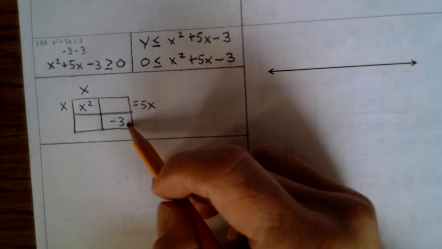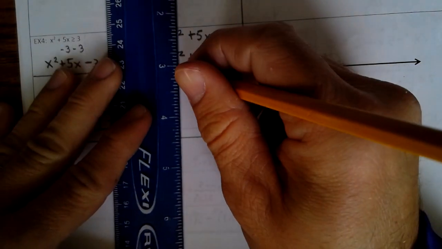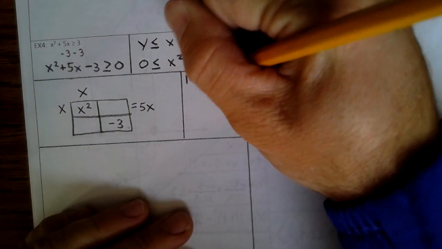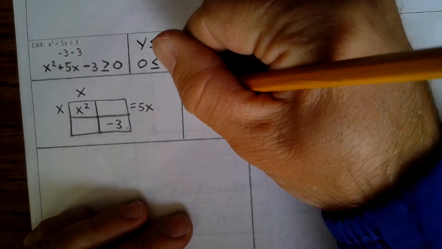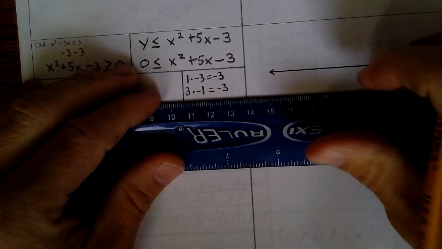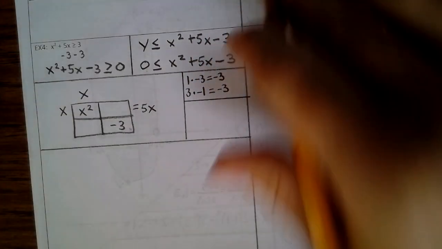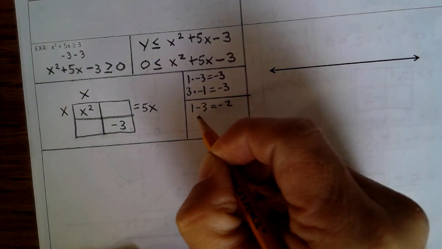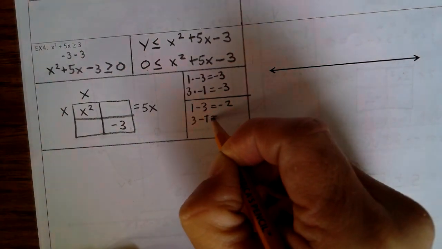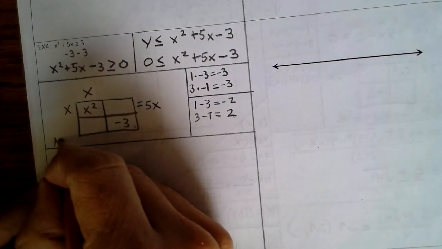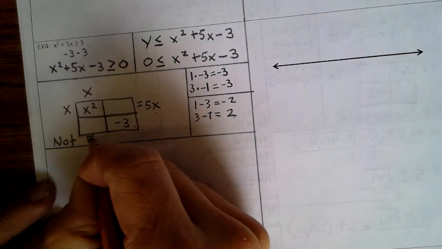All right, so now we need to find all the combinations to make negative 3. Well, we know 1 times negative 3 is negative 3, and 3 times negative 1 is negative 3. So we need to see if the combination combines to be 5x. 1 minus 3 is negative 2, and 3 minus 1 is positive 2. None of these combinations will give you 5, so we can say that this is not factorable.